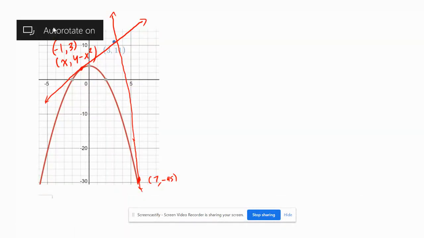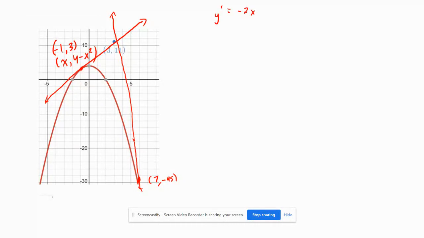So here's our diagram again. We saw earlier that our derivative was y prime equals negative 2x. So for line number 1, my m is going to equal negative 2 times negative 1, which equals 2. My derivative was negative 2x for this function, so this one's going to be 2. So we know m equals 2.